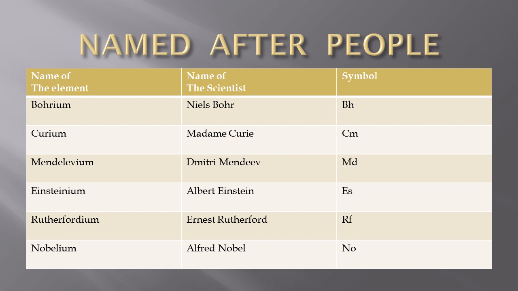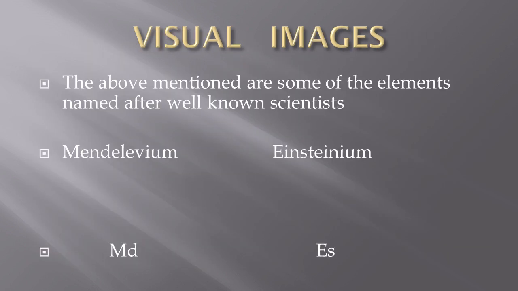Nobelium is after Alfred Nobel. We all know about the Nobel Prizes. The symbol of the element is capital N, small o. Visual images of the elements named after people. The above mentioned are some of the elements named after well-known scientists.